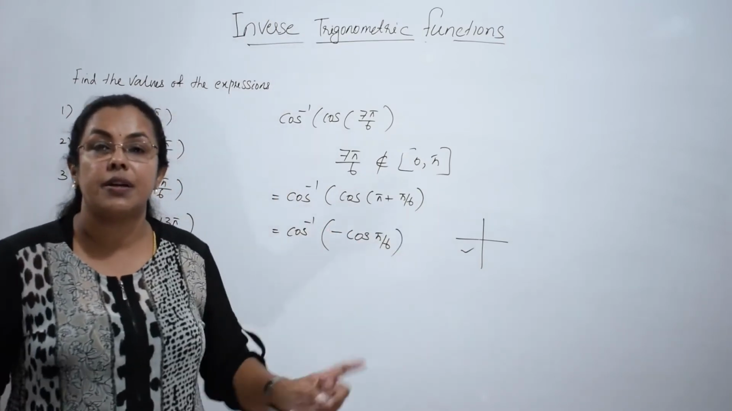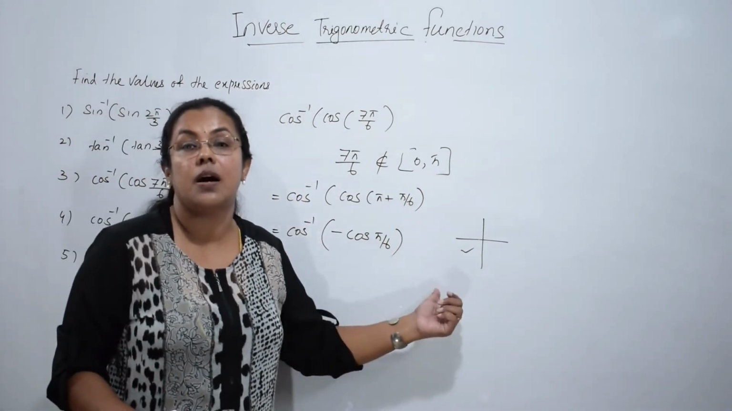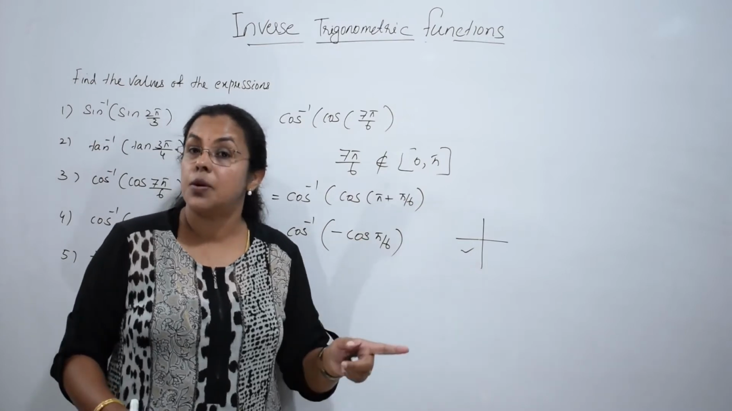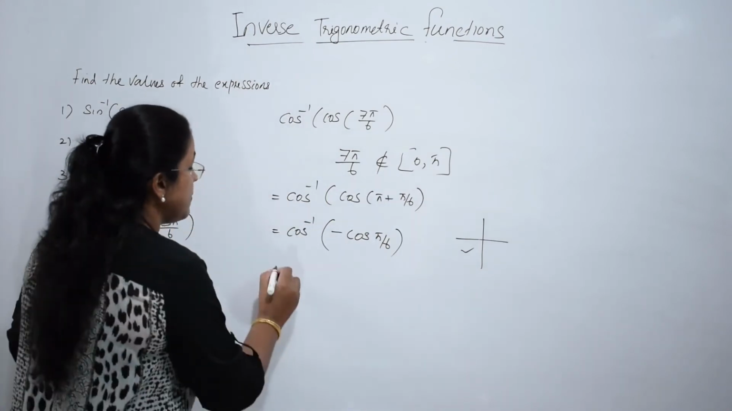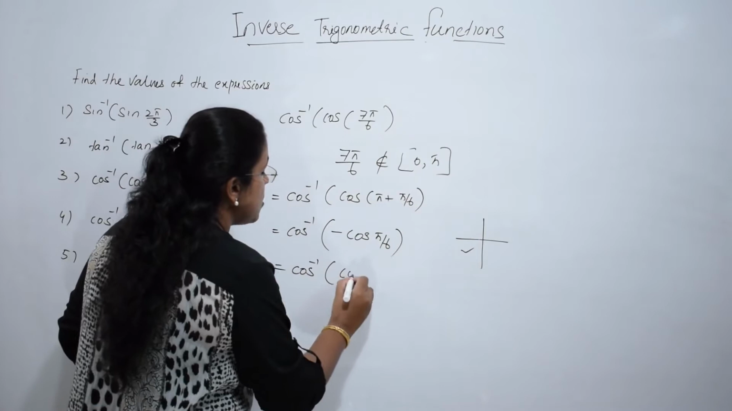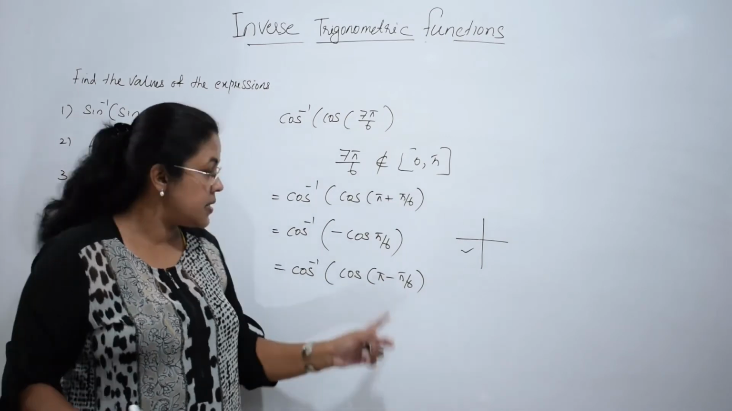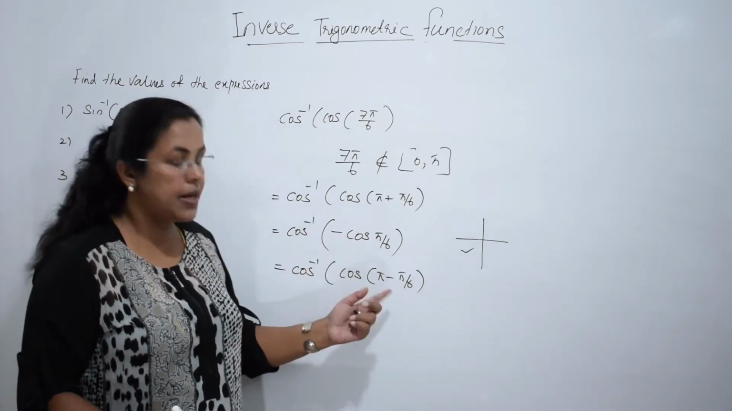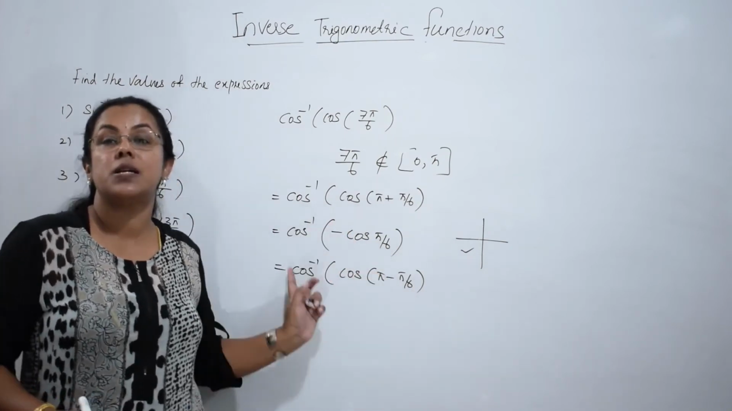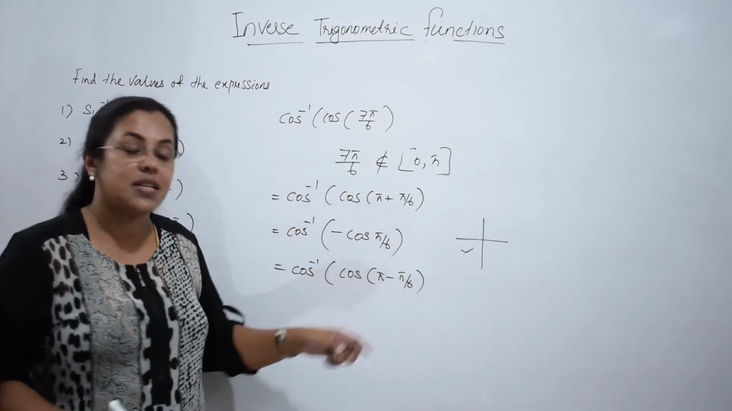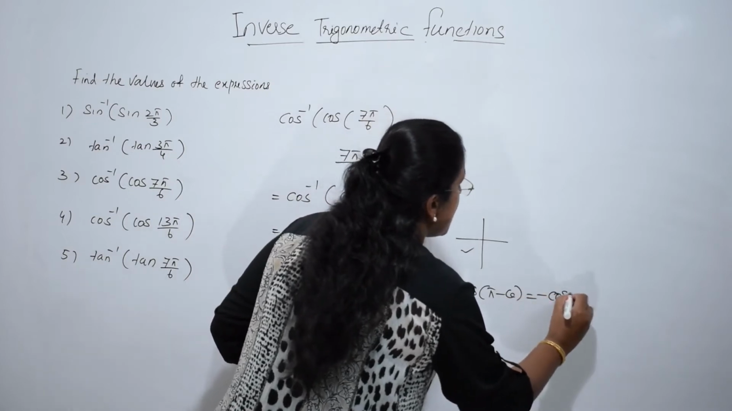But we cannot rewrite it as cos of minus theta. Why? Cos of minus theta is plus cos theta. So we cannot write it as cos of minus pi by 6. So how can we write? We can rewrite it as cos inverse cos of pi minus pi by 6. Why? Cos of pi minus theta is minus cos theta. You have learned it last year, cos of pi minus theta is minus cos theta.